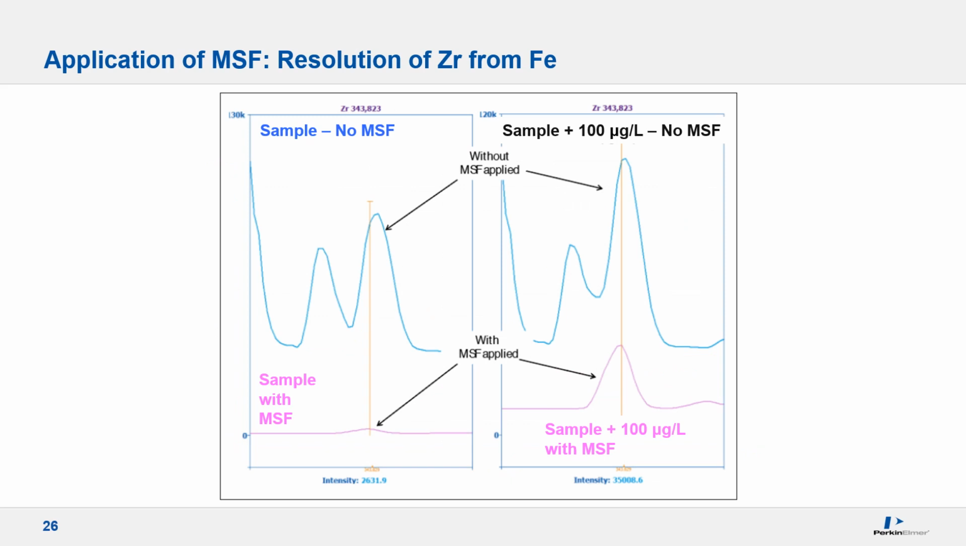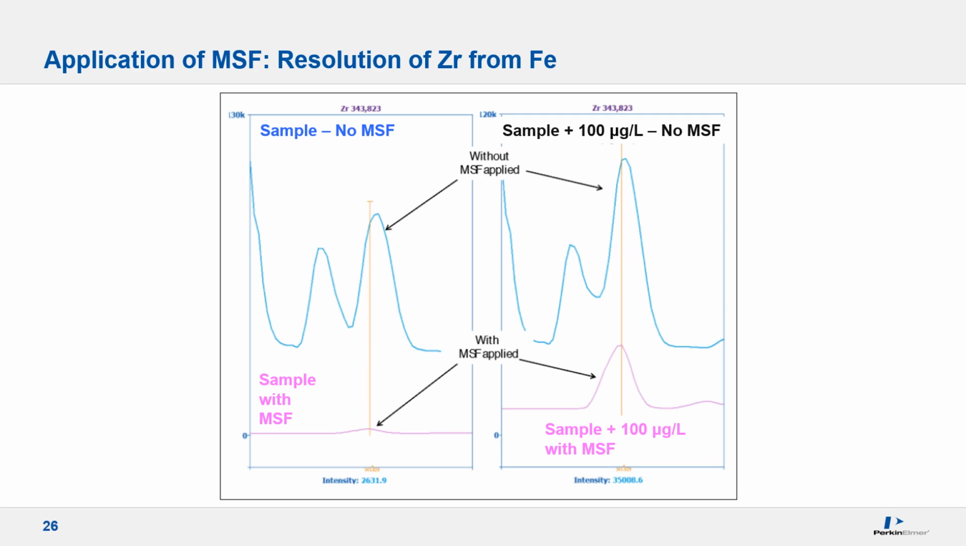From the spectra shown, it appears that zirconium cannot be accurately measured in the presence of iron. However, by applying MSF, the interfering peaks are removed and the zirconium peak is clearly seen. On the left-hand side of the screen, the blue spectrum is the sample without MSF applied, while the pink spectrum results from the application of MSF.